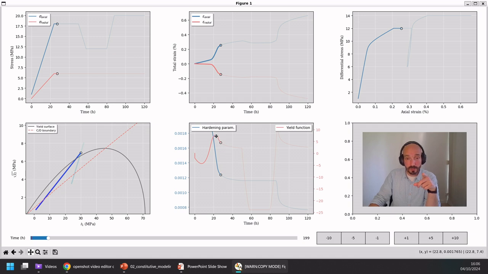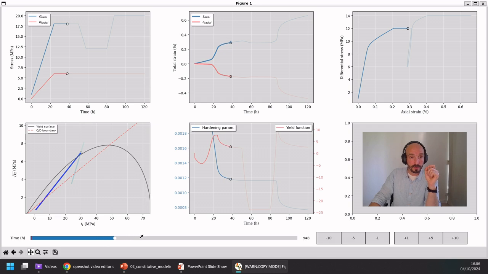And also the yield function increased up to a certain value, and then it starts to decrease, but it's still positive. You can see here, this is the 0 value, and it's still positive. If it's still positive, it means viscoplastic deformation is still occurring. So you can see that the more the hardening parameter decreases, the closer the yield surface is from the stress point. Let me speed up a little bit.